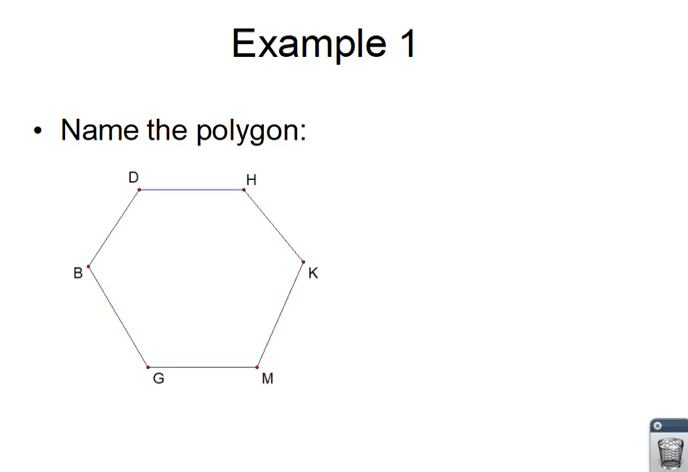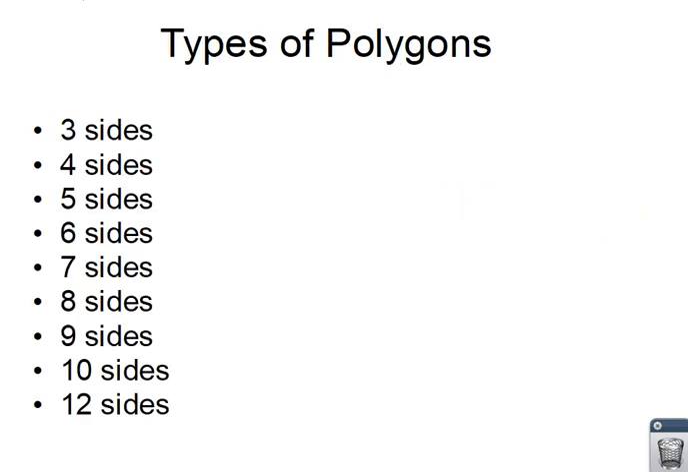Alright, so example 1, if you look at this shape, what shape is it? Count up the sides. 1, 2, 3, 4, 5, 6. It's a hexagon. Okay, I assume you guys know what these are. So you might want to pause the video now, go through and write down the ones you know, and then come back and do the ones you don't know.